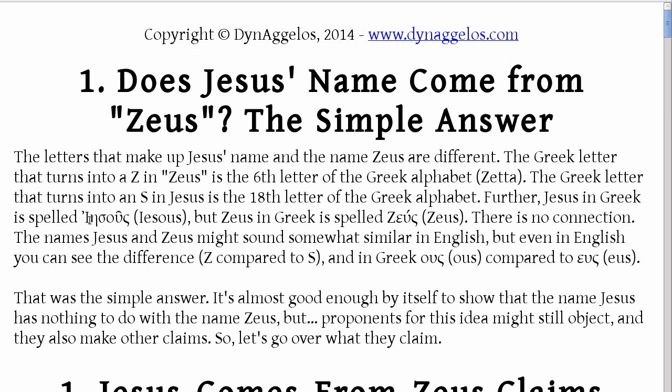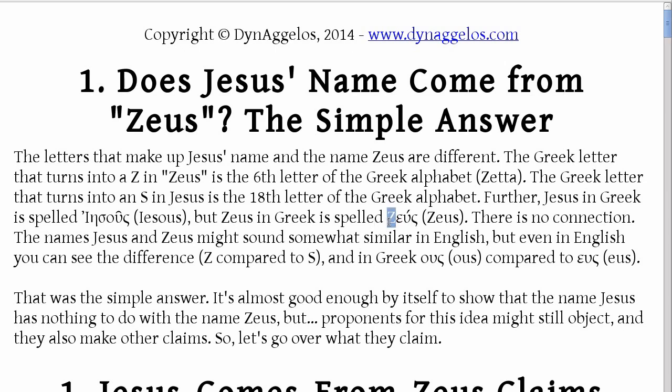This letter, the I-looking letter, is iota. This is eta. This is sigma. This is omicron. This is upsilon, and then the last one is just another form of sigma. So this is one form, this is another form, same letter, and it's pronounced Iesous. But Zeus in Greek is spelled Zeus: zeta, epsilon, upsilon, and then final sigma.